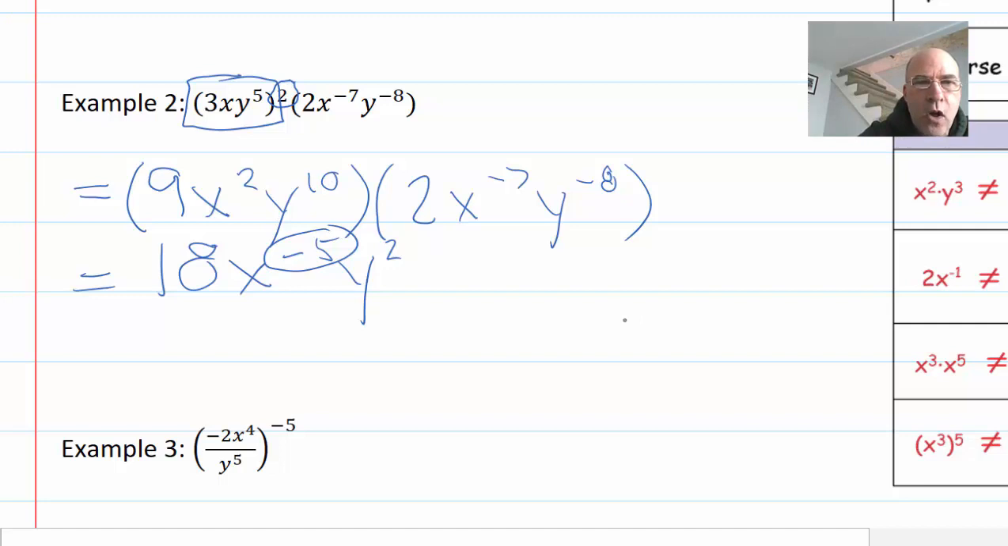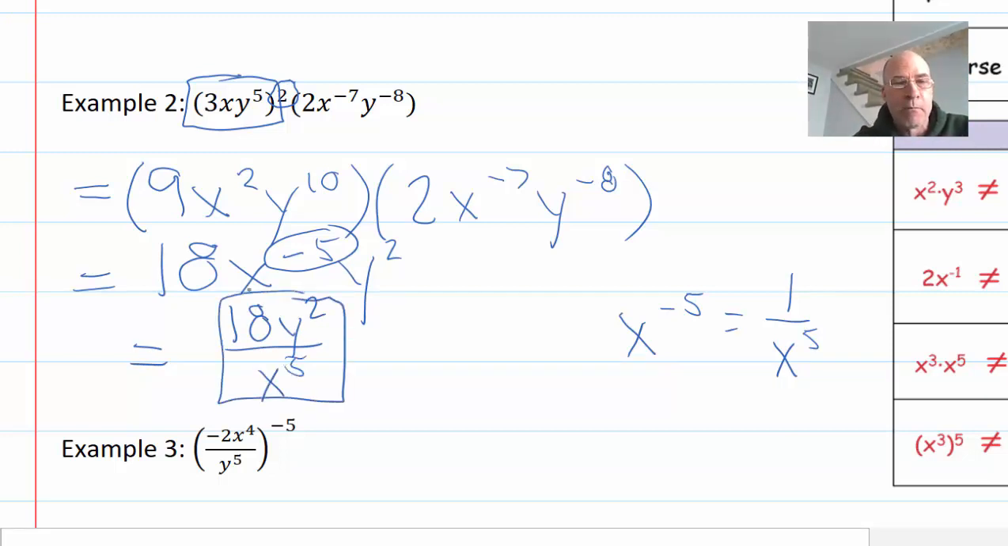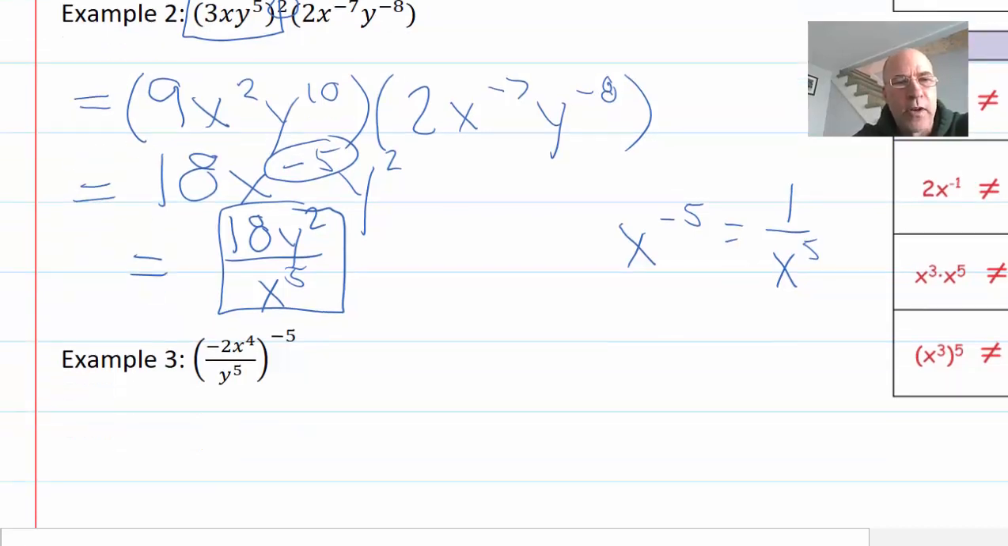So on the side here, we have to recall what x to the negative 5th means. X to the negative 5th means 1 over x to the fifth, the reciprocal of x to the fifth. That means that x to the negative fifth is going to become the denominator of the problem. And altogether, what I will have here is 18 y squared over x to the fifth. And that is now considered simplified. Okay, let's take a look at the third one here.